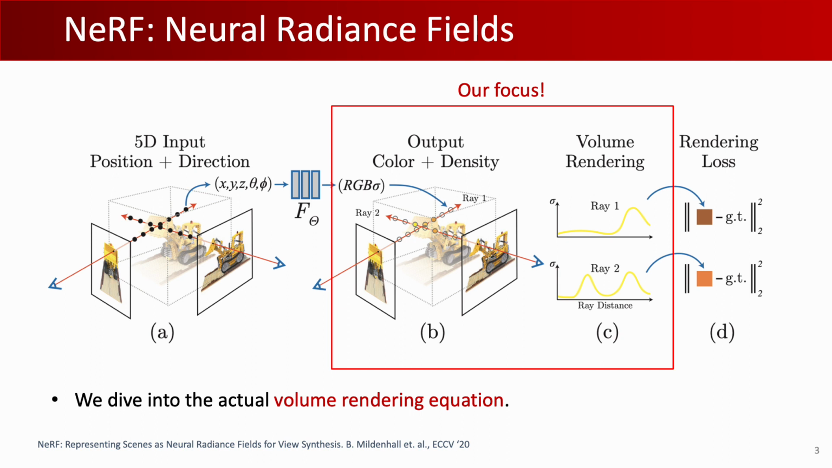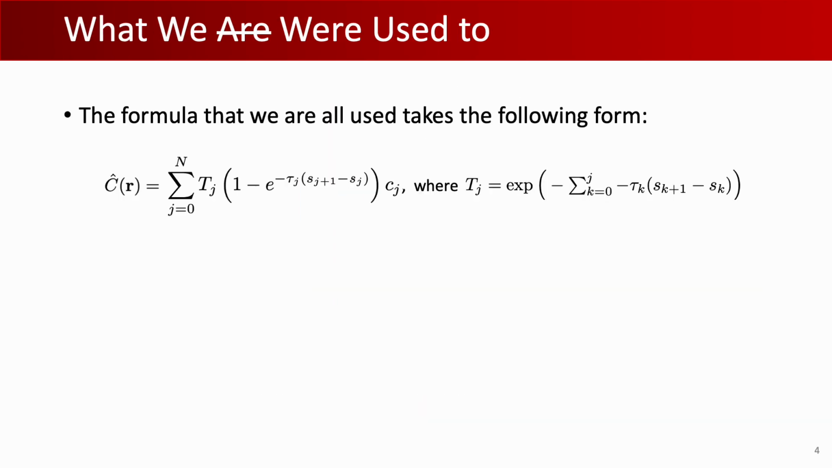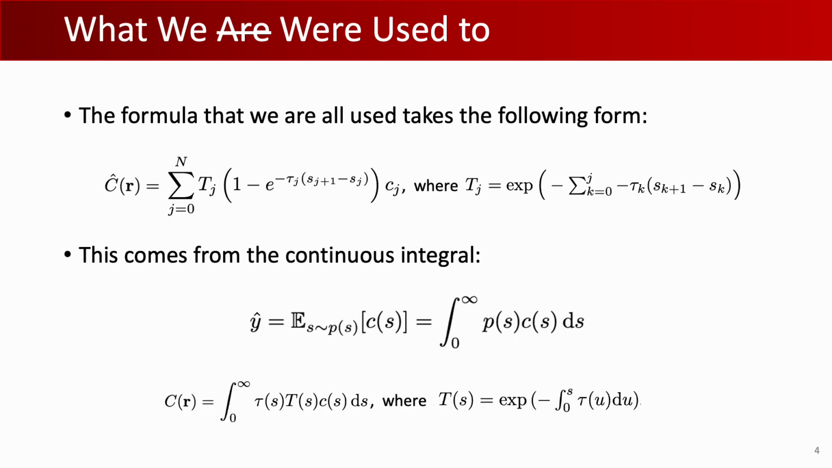In this work, we dive into this volume rendering equation independent of the model, the input, or additional loss functions. The formula that we've all gotten used to takes the following form, and this comes from the continuous integral as follows. That is, a pixel's value is the expected color along the ray, where the probability density, PS, is given by the volume density multiplied by the transmittance.